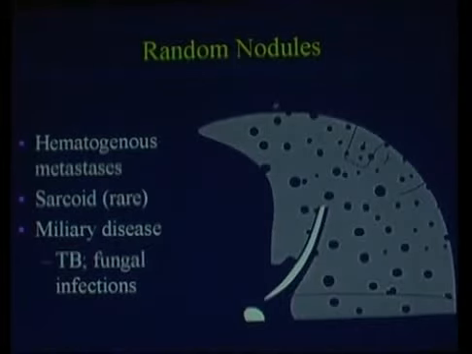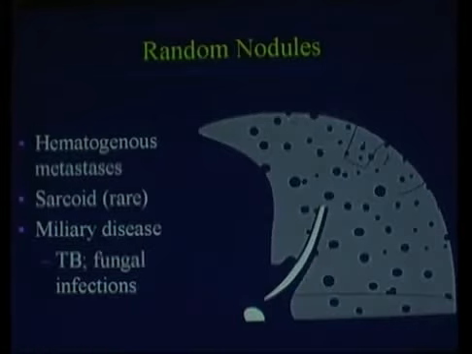So what do you see with random nodules? By far, the characteristic etiology of these are hematogenous mets. That's really the classic. And the other thing you would have to think about is true miliary disease. They're both hematogenous, almost purely hematogenous. So hematogenous sarcoid, because it can do anything, but rarely does it do this, and miliary disease.